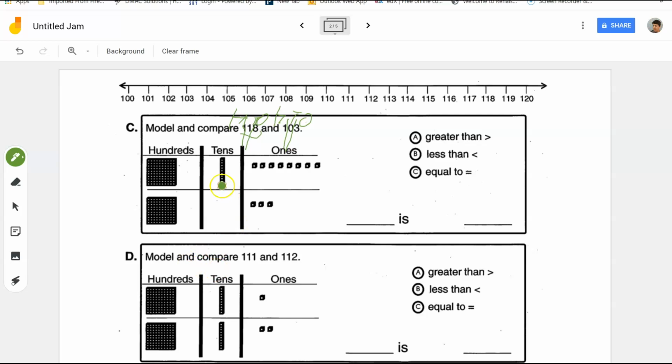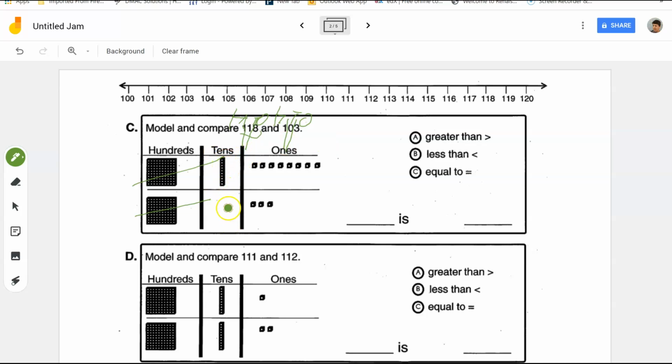and the greatest value place here is the hundreds. So we check these two. Which one has more? They have the same, right? They have 1 and 1. So this is not going to help me. This doesn't help me to know which one is greater or less than. So then I go to the tens.